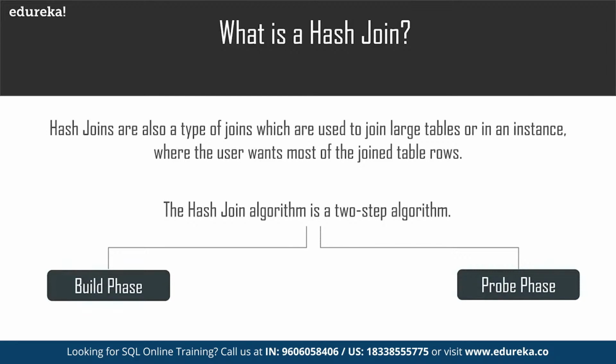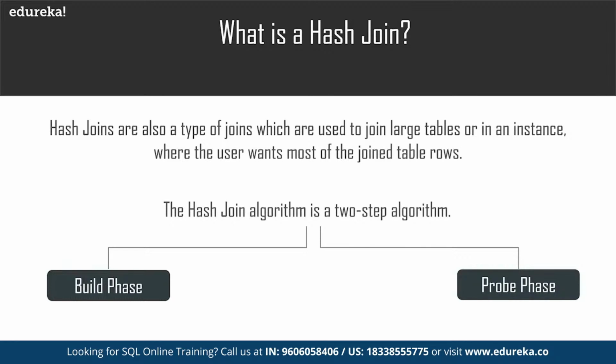Now the hash join algorithm is basically a two-step algorithm. It has mainly the build phase and the probe phase. In the build phase, you create an in-memory hash index on the left side of input. And in the probe phase, you go through the right side of input one row at a time and find the matches using the index created in the build phase.